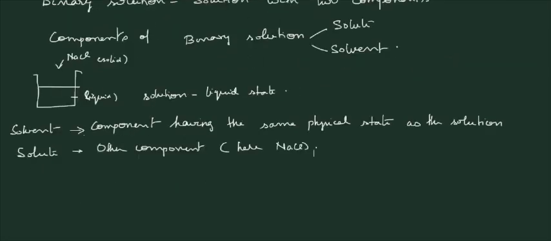But in case both the components are in the same physical state, for example, mixing water and ethanol, you get a solution and all the three are in the same physical state. So in such case, the component which is lesser in amount is called the solute and the component which is more in amount is called the solvent.